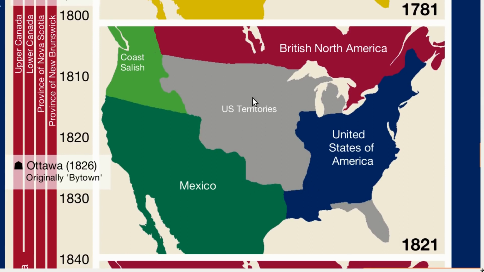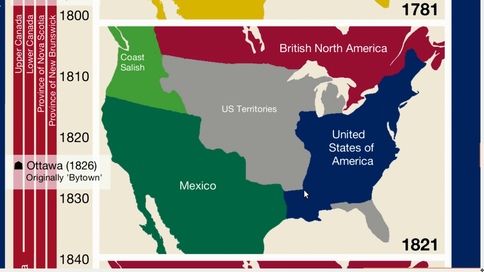First, the United States has purchased Louisiana from the French. It had been Spanish, but then it briefly went back to France before France sold it to the U.S. Also, Florida is now part of the U.S., and Mexico has declared its independence from Spain. So Spain is no longer on the map. But look how big Mexico is. Mexico originally included California and Texas and all this area in between.